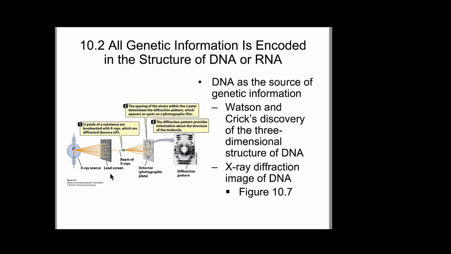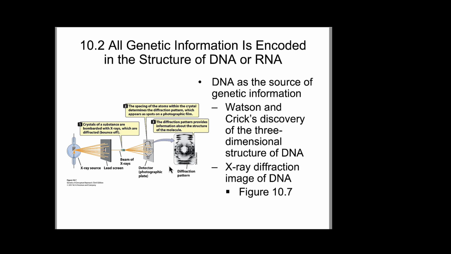And what happens is, with X-ray crystallography, you have crystals of a substance which are bombarded with X-rays, and they cause the light to diffract, and they create an image on a photographic film. And you'll see here that it looks like this X-like structure, which is an indication of this helical-like structure, which is DNA.